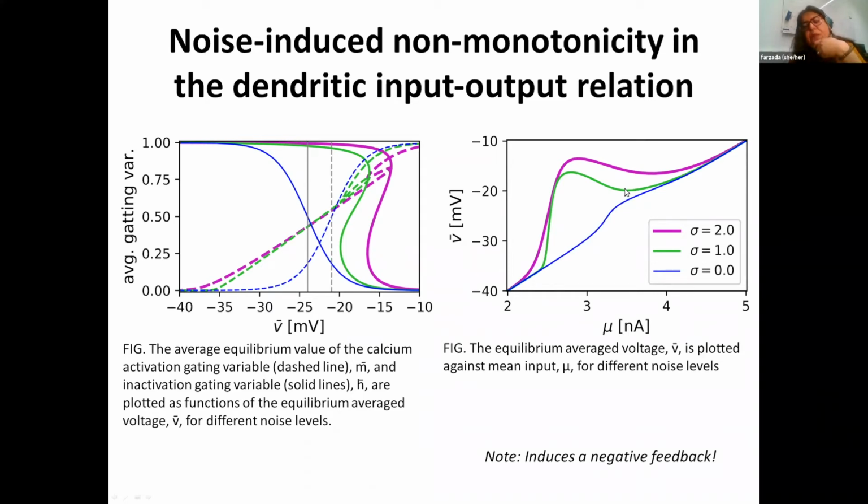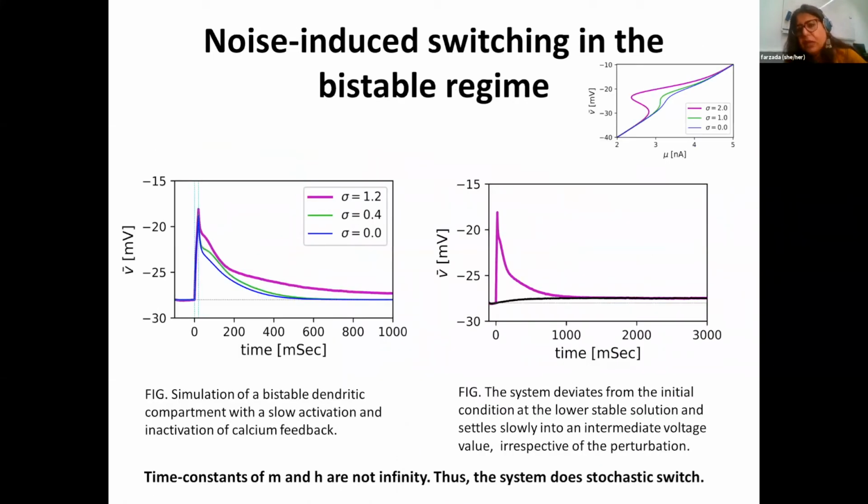In the bistable region, when the system becomes bistable and the M and H time constants are not infinitely large, the bistability will be perturbed by stochastic switching between the solutions. This is also interesting to study when tau M and tau H are not infinitely large, because in the end we would like to understand biology, and in biology they are large, but not infinite.